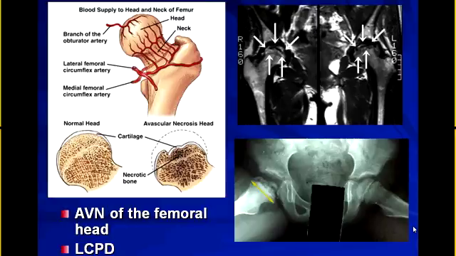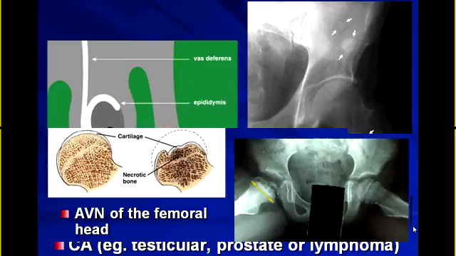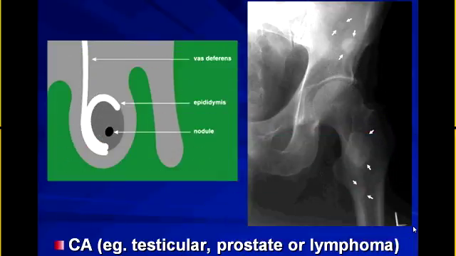Like Legg-Calvé-Perthes disease, if this is the 6-year-old who's presenting with a painful hip, then we need to be looking at making that early diagnosis, because the sooner the diagnosis, the better the prognosis. So very, very important. The same with cancers, whether it's testicular or prostate or lymphoma. We owe it to our patients.